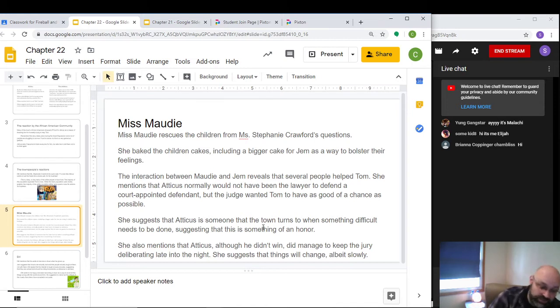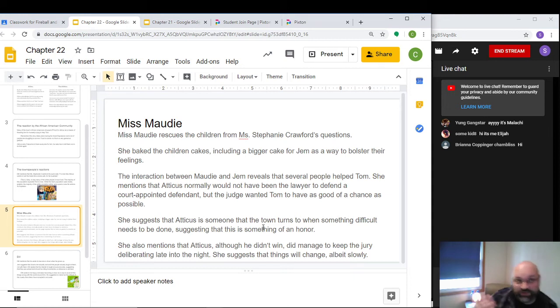So the judge suggesting that Atticus take this case shows that the judge was trying to give Tom as good of a chance as possible. Also, even though he didn't win, Atticus managed to keep the jury deliberating late into the night. I think the kids left the courtroom around 8 o'clock, and then the jury doesn't come back until well after 11. So they actually spent some time discussing this.